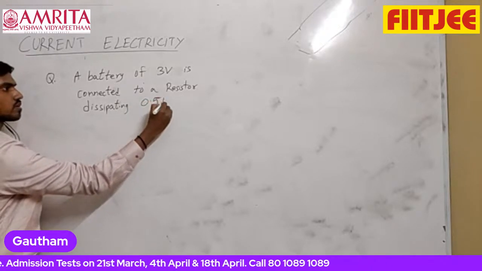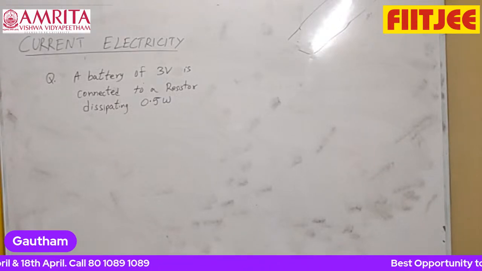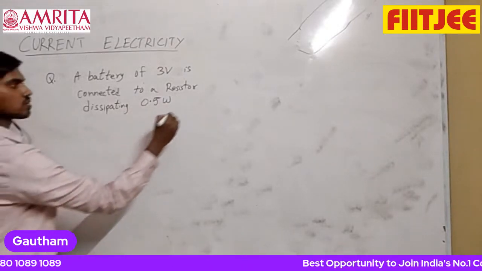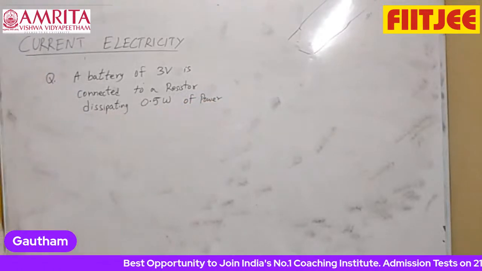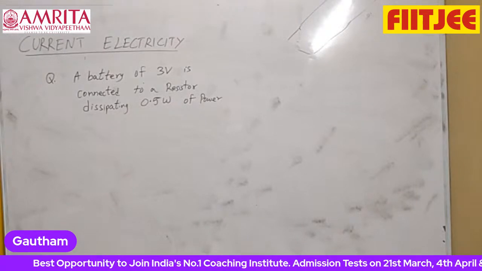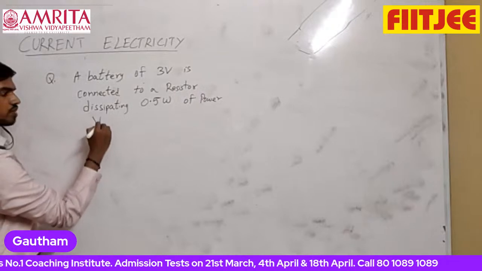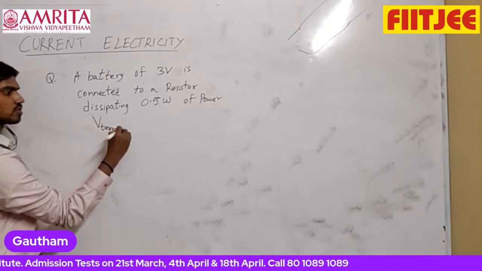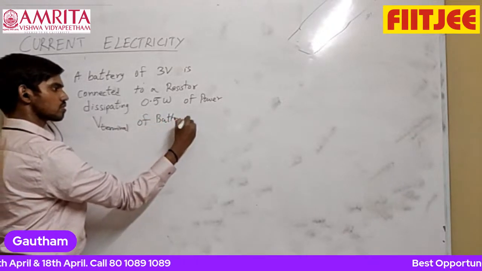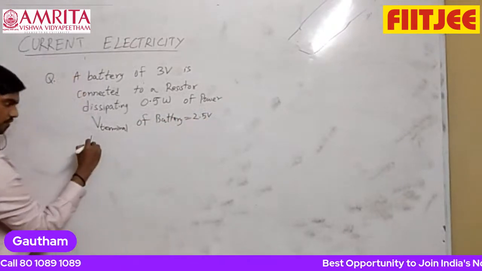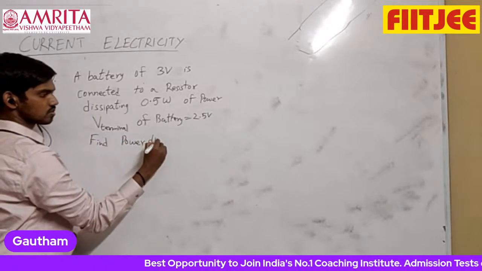The power is 0.5 watts. So the SI unit of power is watt, joule per second. The terminal voltage of the battery is given as 2.5 volt. So you have to find the power dissipated in the internal resistance.